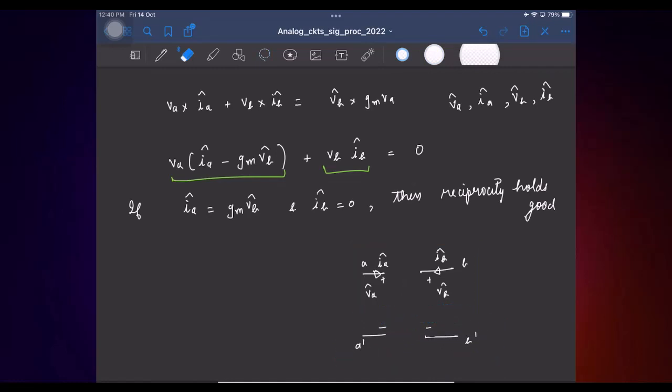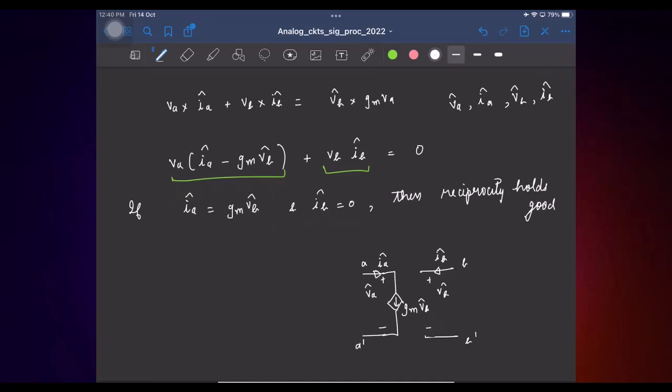Okay, so the first thing we'll set is IB hat to 0. IB hat is the current flowing here. This has to be 0. What do I do? I don't do anything, let it be open. The next is IA hat, which is the current in this direction. That should be GM times this voltage. So what should I put? A controlled current source, and the transconductance is still GM. Fine.